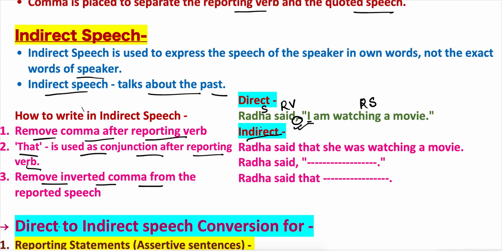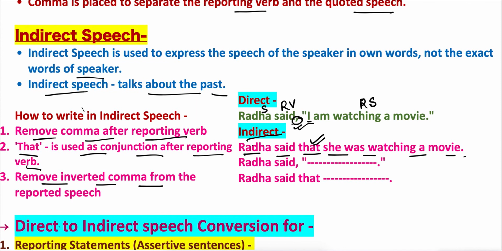Example: Radha said, "I am watching a movie." So how will we write this sentence in indirect speech format? Radha said that, so "that" is placed here and no comma. She was watching a movie. Here there is a change of verb that we will see later. So the simple format is: Radha said that she was watching a movie.